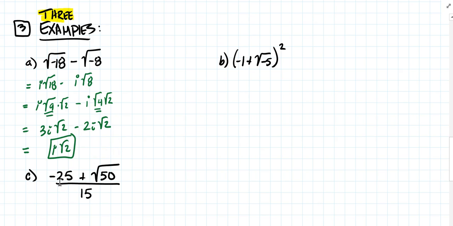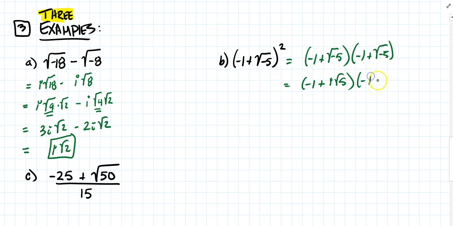Let's do example B together. It says negative 1 plus the square root of negative 5, all squared. Remember, that means negative 1 plus the square root of negative 5 times negative 1 plus the square root of negative 5. Now I'm going to rewrite this as negative 1 plus i root 5 and negative 1 plus an i root 5. And then I'm going to go ahead and use FOIL.